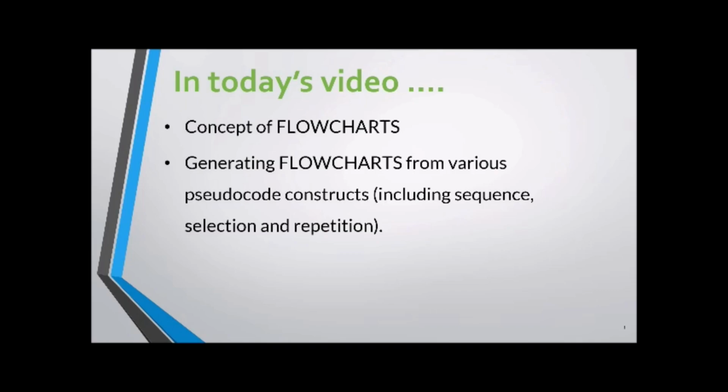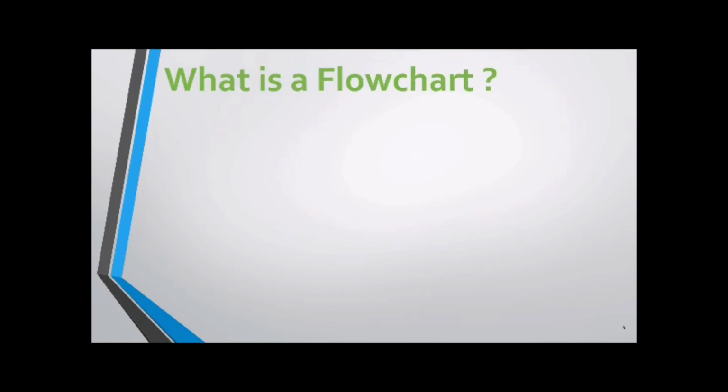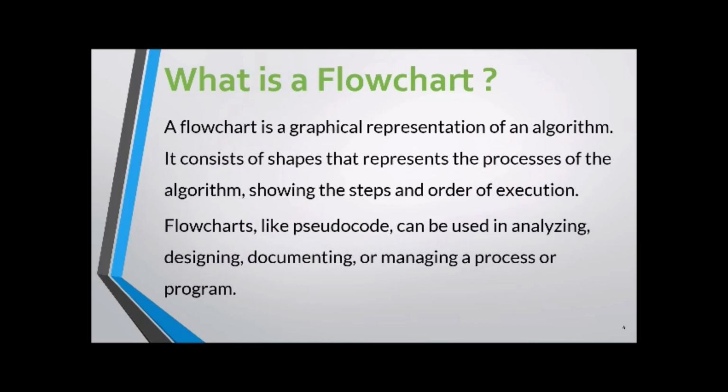What is a flowchart? A flowchart is a graphical representation of an algorithm. It uses shapes that represent the processes of the algorithm and shows the steps as well as the order of execution. Flowcharts, like pseudocode, can be used to analyze, design, document, or manage a process or program.